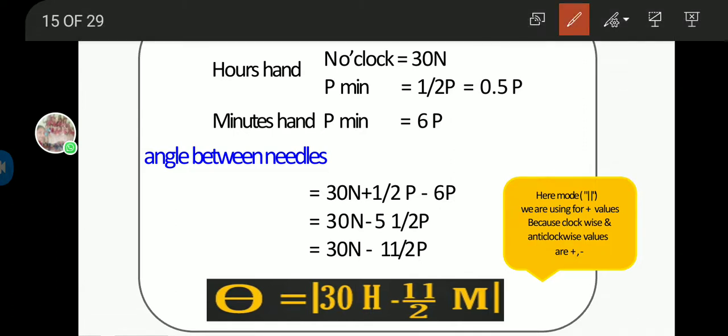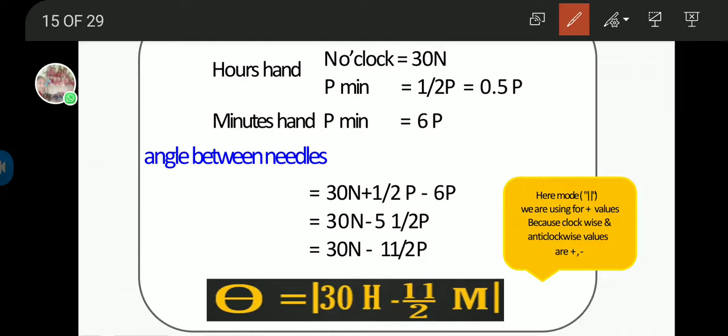Angle between the needles. This is one of the good tricks, a very useful trick. Please note it down. The angle between the needles equals 30h minus 11 by 2 m. We have to find theta, right?